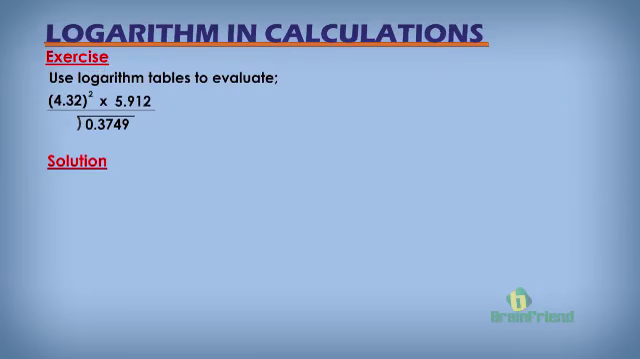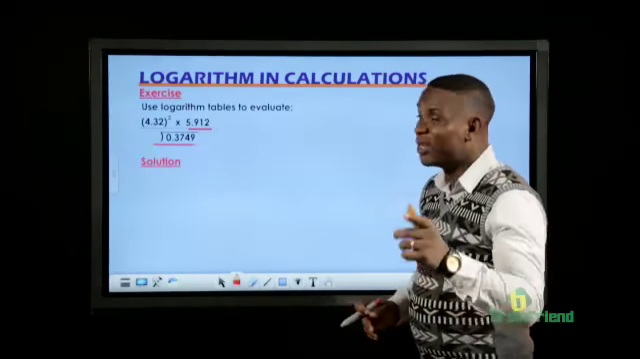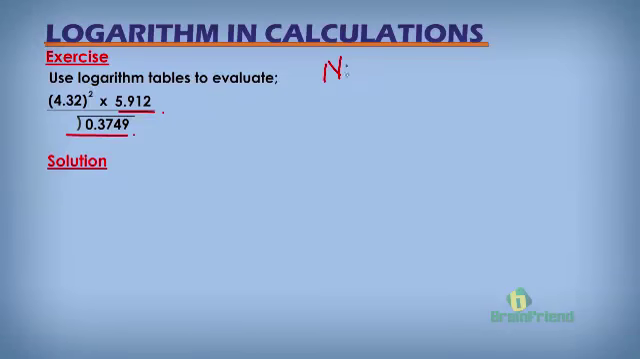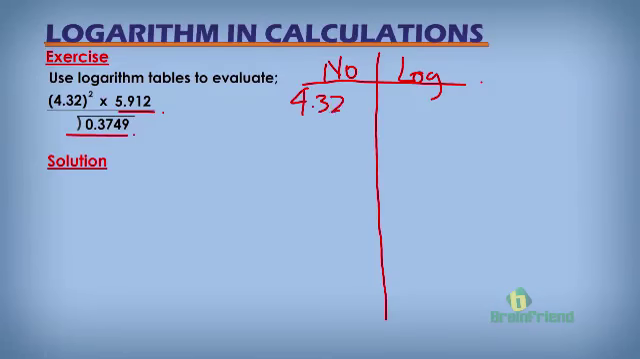Let's take a try at another exercise. If we were asked to use the logarithm table to evaluate 4.3 squared times 5.912 divided by the square root of 0.3749. Again, remember our first step. We'll lay out a table that has 2 fields, number and log. First, we'll find the logarithm of 4.32 squared.